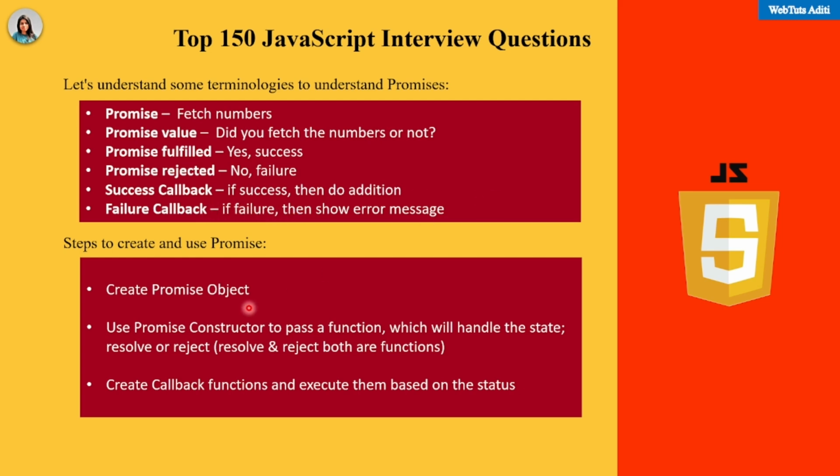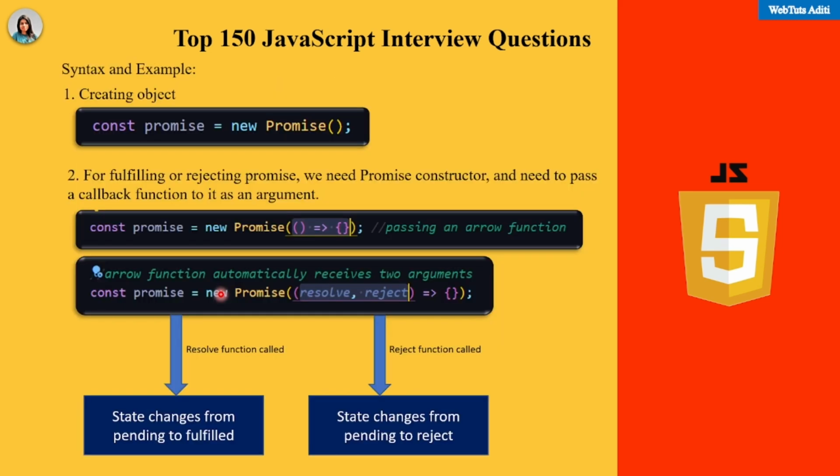Now let me show you how to create and use a promise. So the first step is to create a promise object. Here you can see the first step is creating an object. So how do you create an object? You use the new keyword to create an object. So here you can see I've specified this variable as constant, and then I've used this new keyword, and then I've called the constructor function over here. So Promise, this one, is the constructor function in JavaScript. With the help of this constructor you can create an object.